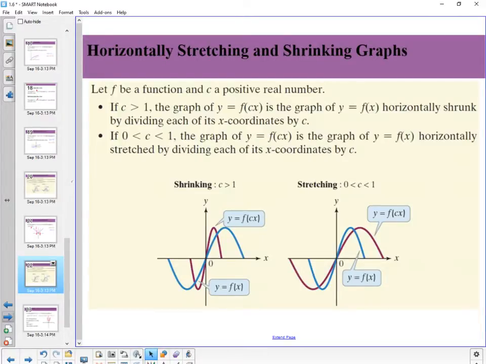Horizontal stretches. You guys remember this piece of the function? Let's put the letter C in here. Remember I put the negative up front that did your flip on the y-axis? If there's a number in front of that, that also creates a horizontal stretch.